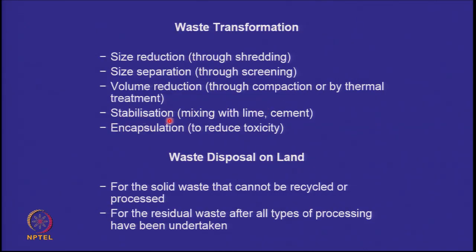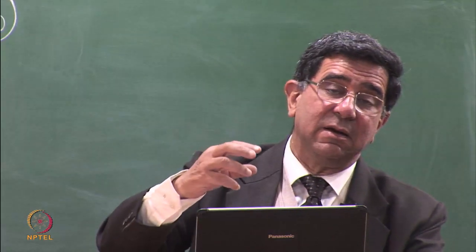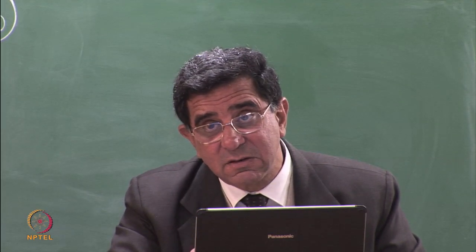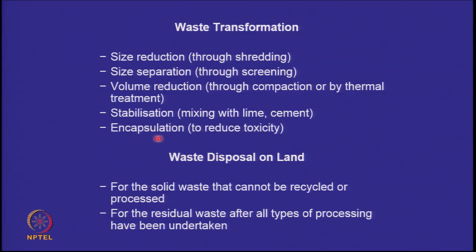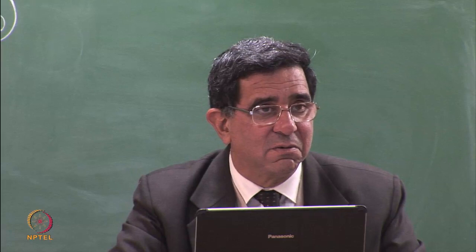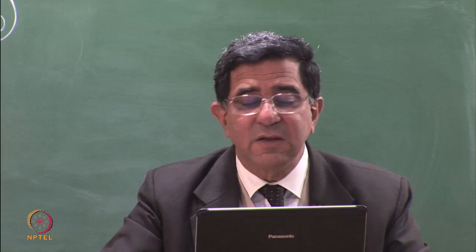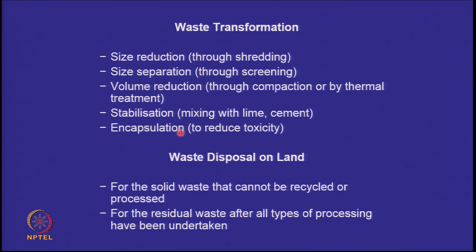You can stabilize the waste. The waste is hazardous. You can mix it with cement and lime such that the toxicity goes down, because the cement will react with the matrix, and when you do a leaching test, that much hazardous material will not come out. And you can also do encapsulation. That means you have very toxic waste. You can embed it in the middle of a brick or into a glassy matrix so that it does not come out. So waste transformation is the next step after waste processing. And then finally, of course, you will do the disposal on land.